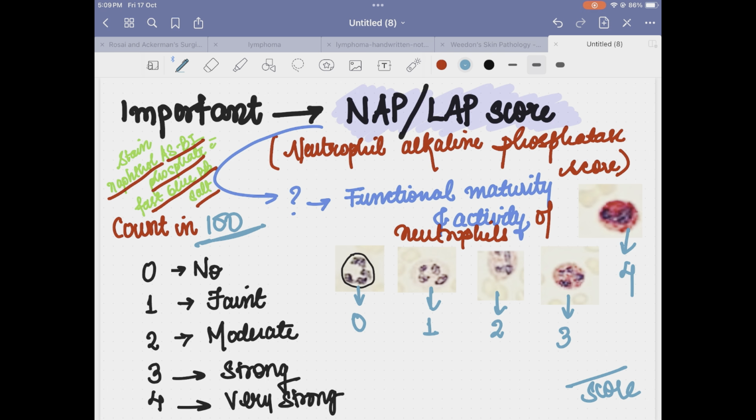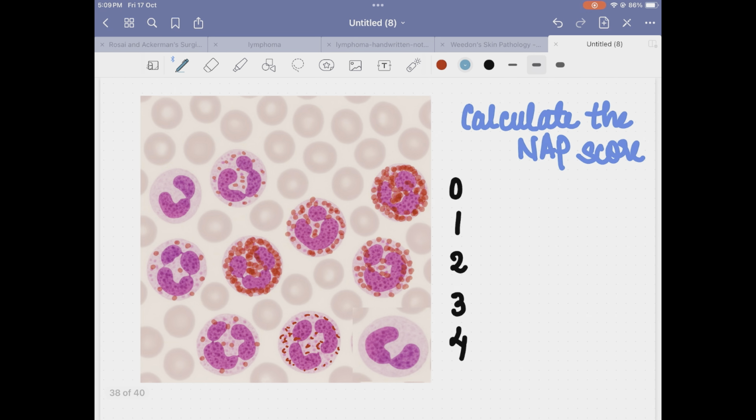So now you know how you do the neutrophilic alkaline phosphatase score, and I'll tell you why this is important with respect to CML. Just to revise the concept that we studied, this is 10 cells. You know that you have to count 100 cells, not 10 cells, but just for the example's sake, let's calculate the NAP score in this smear. So how many of these are 0? Please remember, this one and this one, because there are no granules.